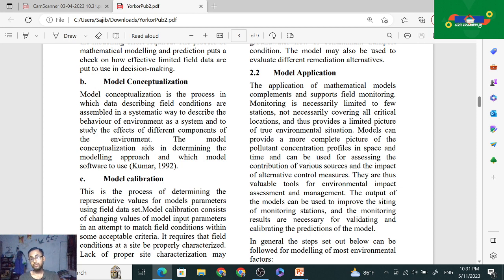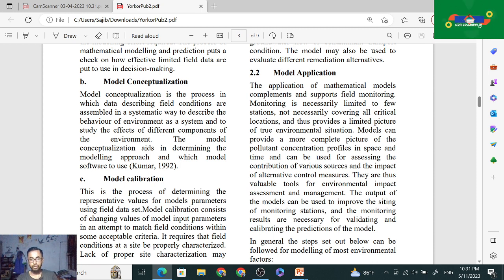necessarily limited to a few stations, not necessarily covering all the critical locations, and thus provides a limited picture of the true environmental situation. Models can provide a more complete picture of the pollutant concentration profiles in space and time, and can be used for assessing the contributions of the various sources and the impact of alternative control measures, and they are thus valuable tools for environmental impact assessment and management.